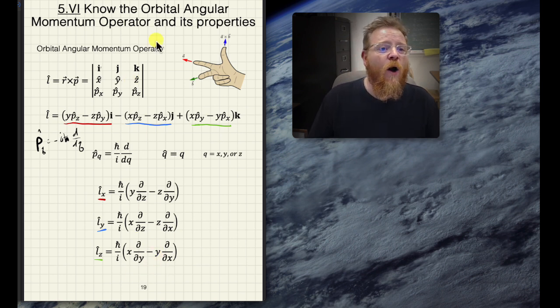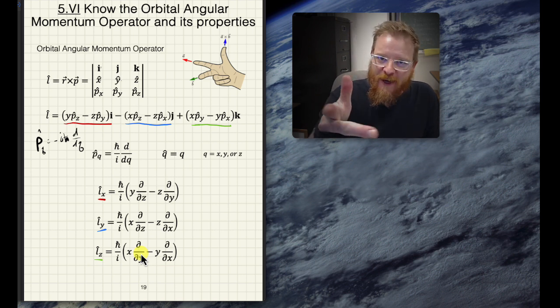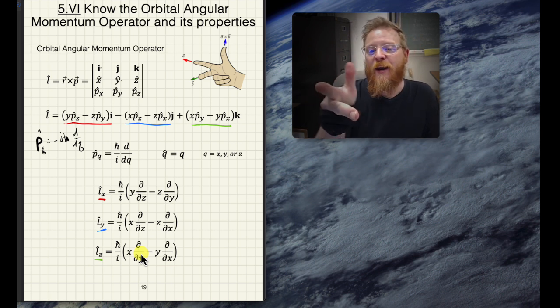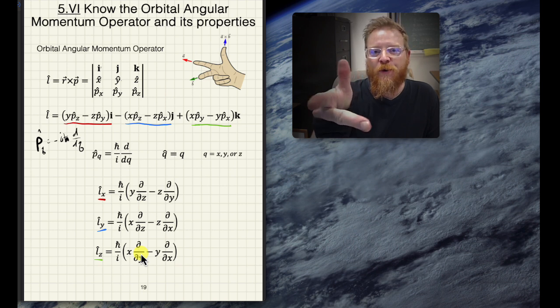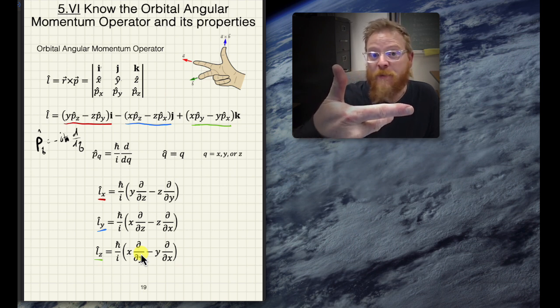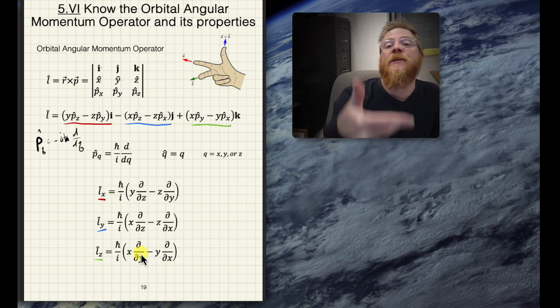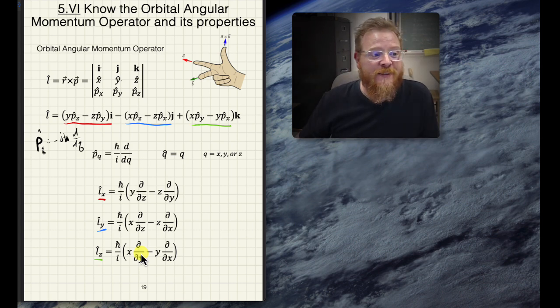If you recall, when we did our particle on a ring model, these derivatives give us the change in phi. So this Lz operator is still giving us that same notion of the right-hand rule, where if the particle moves exclusively in the x and y dimension, it has angular momentum solely pointing in the z direction.